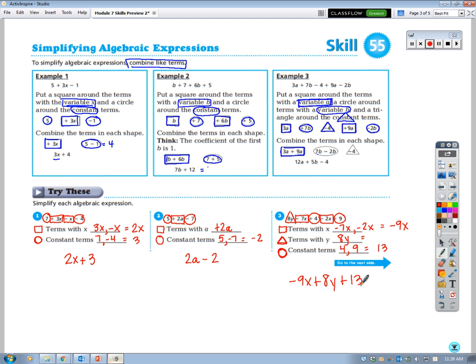All right. So that's how you simplify algebraic expressions. We will be building on this skill in Module 7, so you want to make sure that you're understanding this. If you have questions, please bring them into class and ask. Please, please, please.